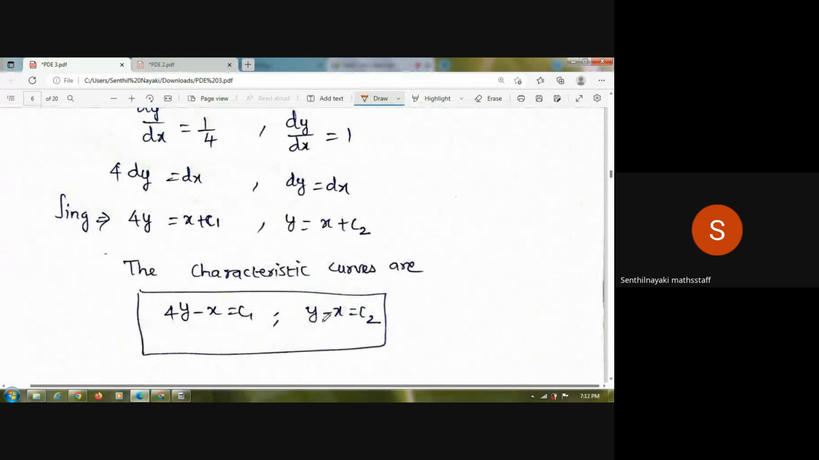You can simply find out the characteristic equations, and solving those two characteristic equations, we get the characteristic curves. This is an important topic. You can get full marks from this topic, that is classification, either two independent variables or three independent variables, and the characteristic equation and the characteristic curves.